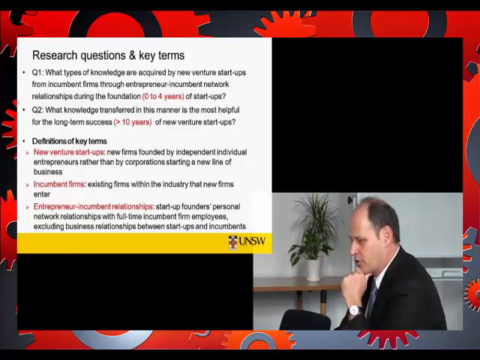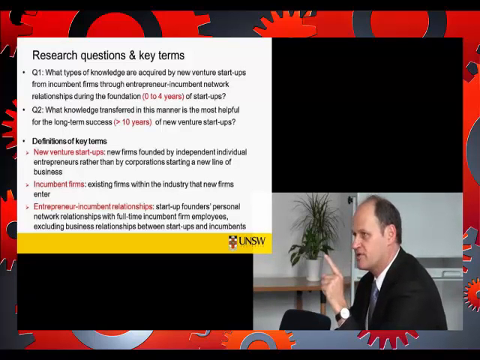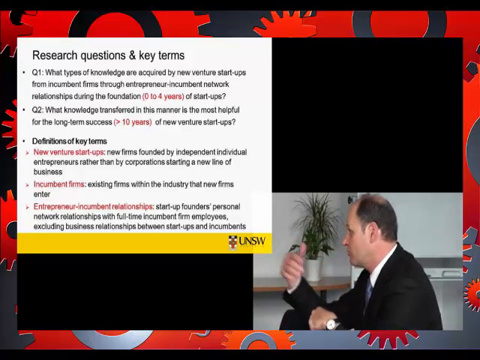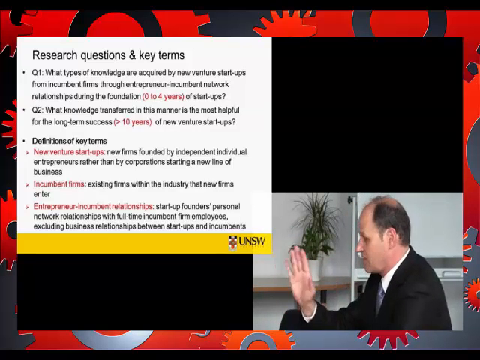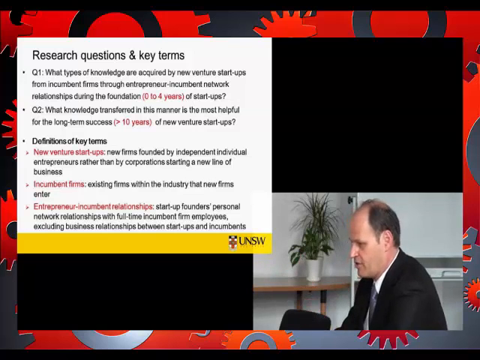Let me define a couple of terms. New venture startup: new firms founded by an independent individual entrepreneur rather than by a corporation starting a new line of business. As you know, a lot of corporates do also new ventures. That does not qualify in our definition here. Incumbent firms are existing firms within the industry that the new firm enters.